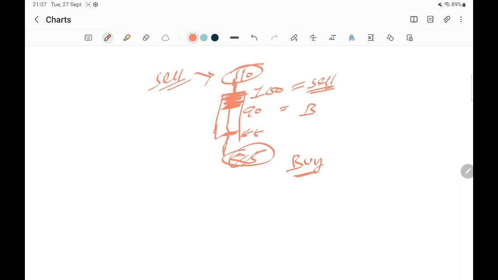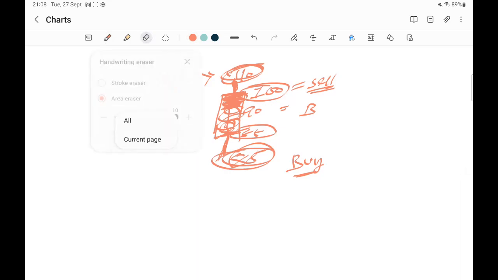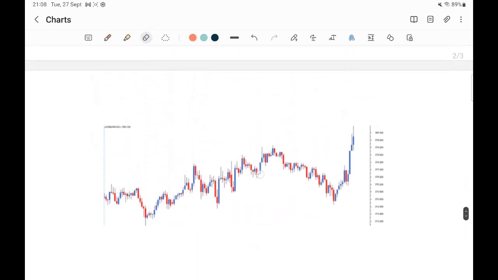This particular portion you are seeing here is called the body part. This is the lower shadow and this is the upper shadow. The high point is 110 rupees, the low point is 85 rupees, the closing price is 88 rupees and the opening price is 100 rupees. So this is the candlestick, the red candle, and how it is formed. Okay, I hope all of you understood.